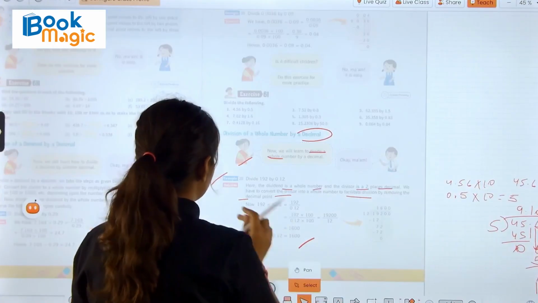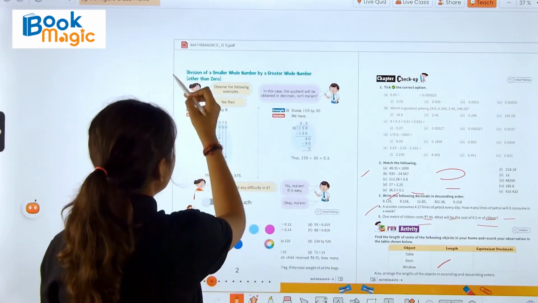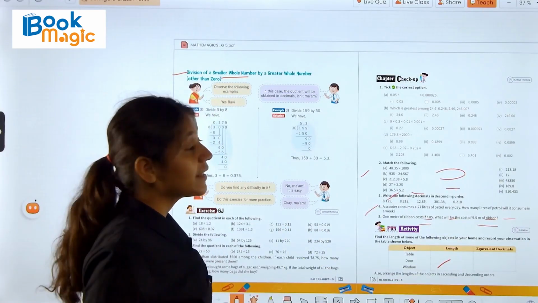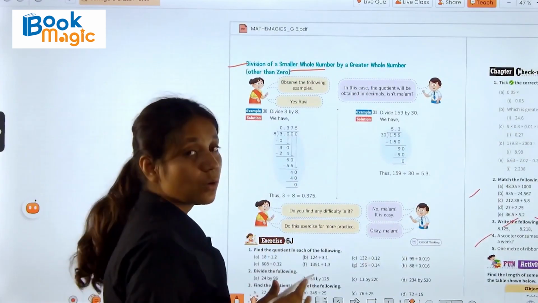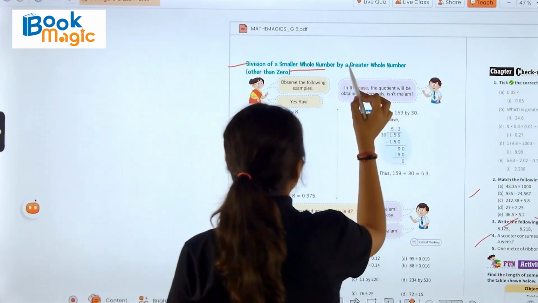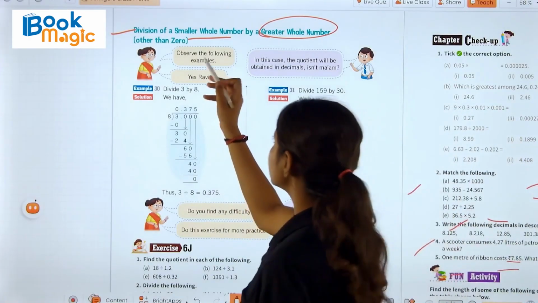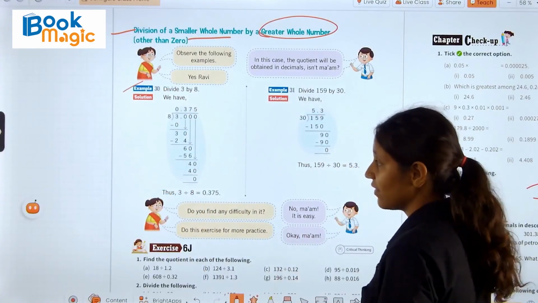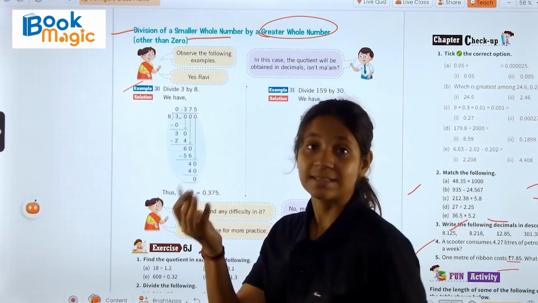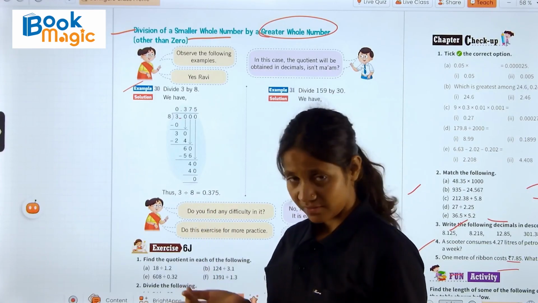Let's move to the next page. Here we have division of a smaller whole number by a greater whole number other than 0. So other than 0, if we have a greater whole number, we have to divide it by a smaller whole number. So what we will do here? Here the teacher said, observe the following example. The example is divide 3 by 8. We have 3 as a dividend and 8 as a divisor. That is not possible because in our early classes we haven't learned about it.